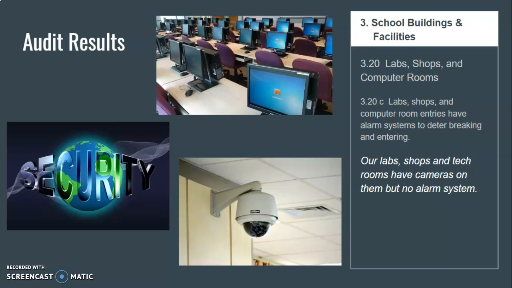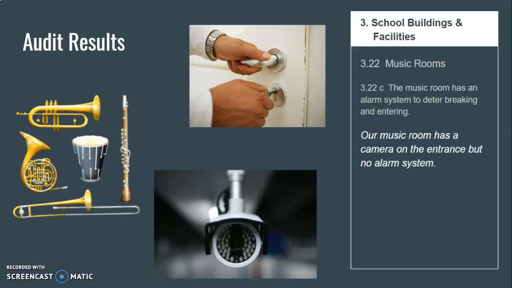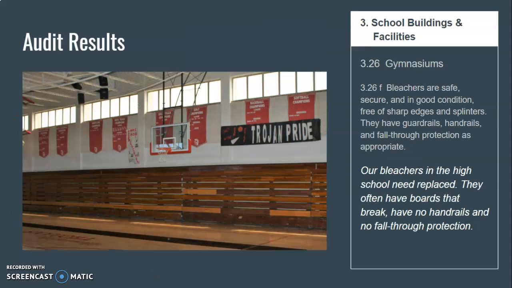We have no computer alarm systems for doorways going into labs, shops, and in our tech room. We do have cameras on them though, so they are pretty secure. We've never had any issues with them. But just something else on the audit that I thought maybe we could change a little bit there. And the band room, music room, same way. No alarm system on that either. But we do have cameras on it, just to protect from people going in and theft.